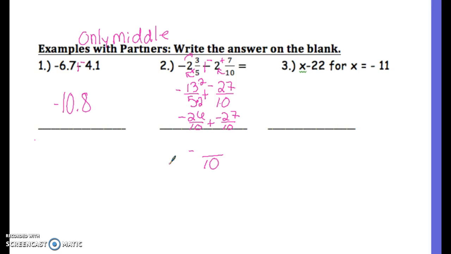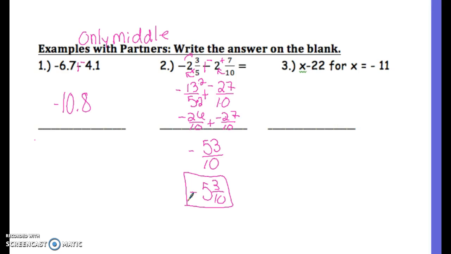Well, let's see here. 20 plus 20 is 40. 6 plus 7 is 13. 40 plus 13 is 53. You could leave your answer like this, or you could make it a mixed number, and you could say 10 goes into 53 5 times with 3 tenths left over. And it is a simplified fraction, so you're good.